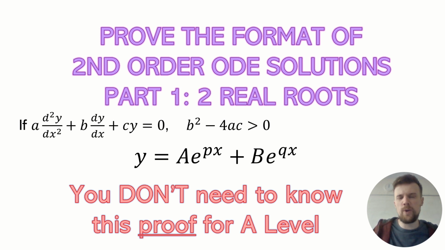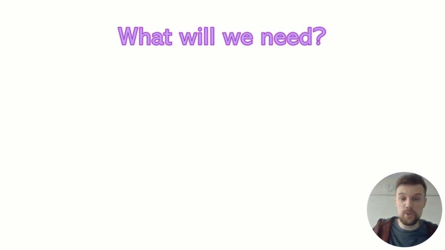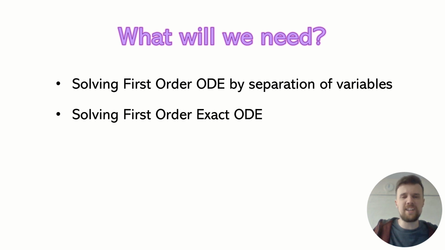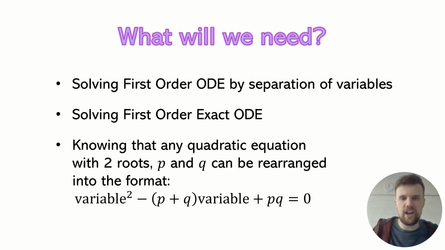Okay, with that out of the way, what do we need to know in order to be able to do this proof? Well, you need to know how to solve first order differential equations. You need to know how to solve them using separation of variables, but also how to solve first order exact differential equations, the sort of ones where you use an integrating factor. But on top of that, you also need to be familiar with quadratics and how the roots of a quadratic, specifically when there are two real roots, are related to the structure of the coefficients in that quadratic.